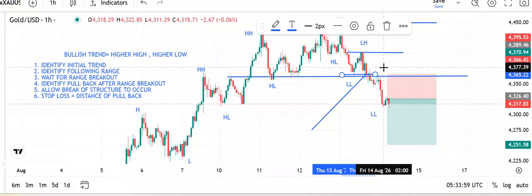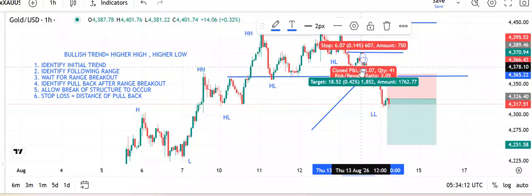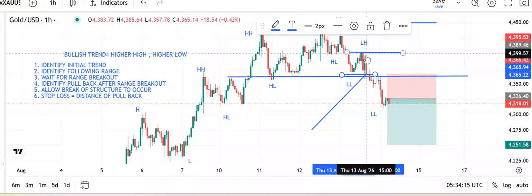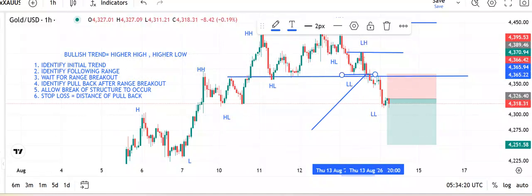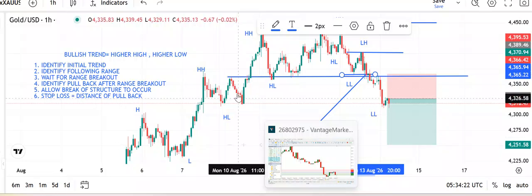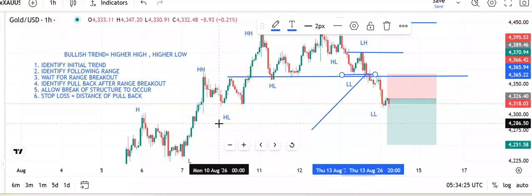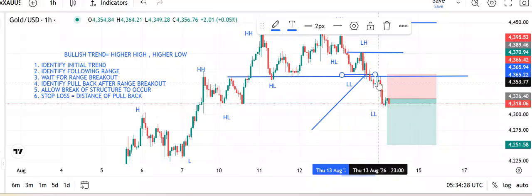100 pips, 200 pips, 300 pips, like 340 pips from this lower low to this lower high. You have like 340 pips. So that's a stop loss. And once that is identified, you enter your trade anywhere around here and mark up 340 pips as your stop loss.